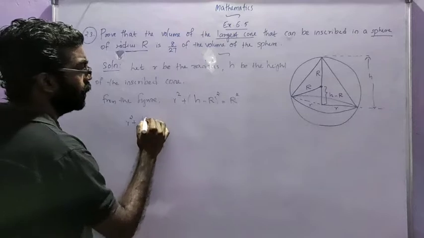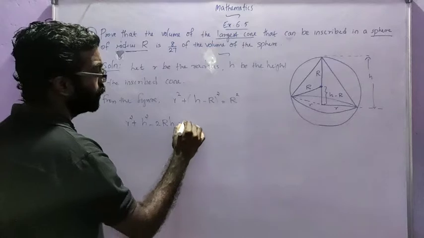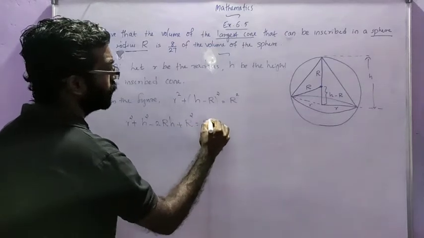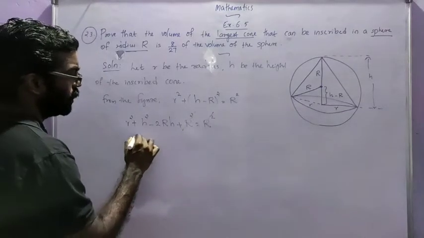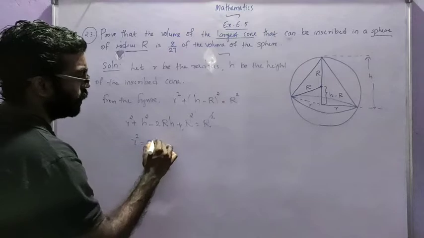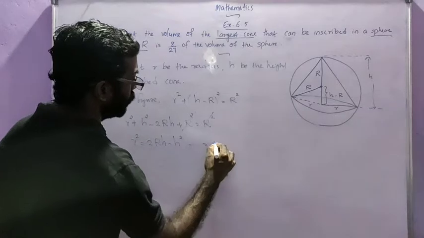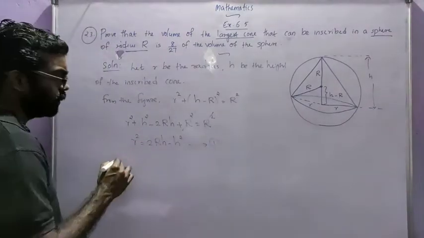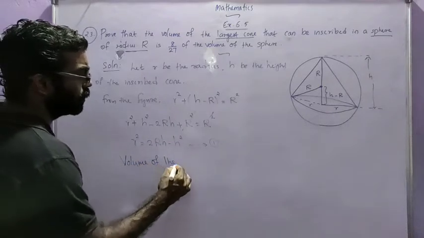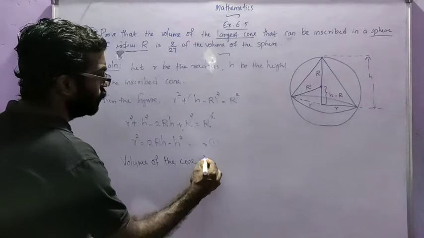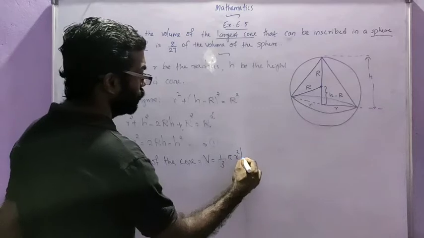R square plus h square minus 2Rh, then plus r square equal to R square. This R square we can cancel, and small r square is equal to 2Rh minus h square. We can take it as equation number 1. Okay, now we can write the volume of the cone. Volume of the cone V equal to 1 by 3 pi r square h.